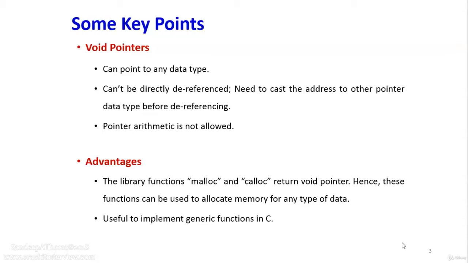There are certain advantages of using a void pointer. The library functions like malloc and calloc return a void pointer. Hence, these functions can be used to allocate memory for any type of data. Also, a void pointer is useful to implement generic functions in the C language.